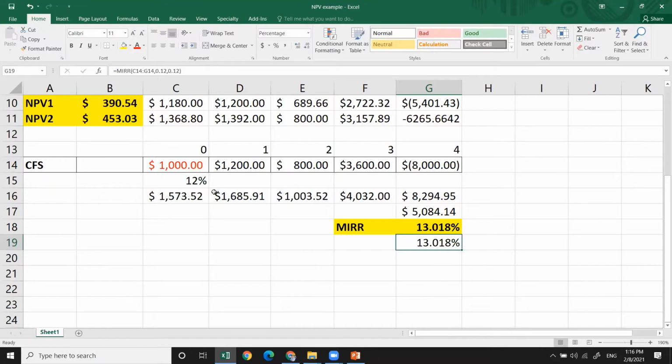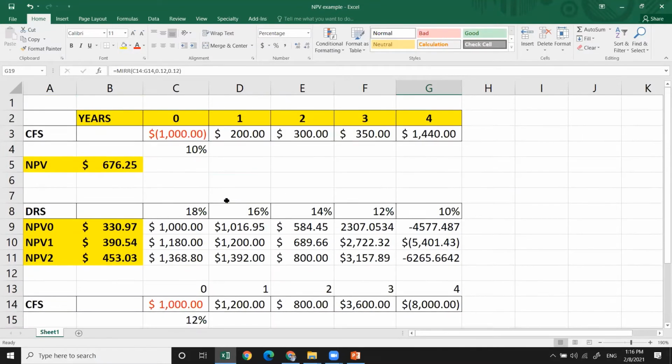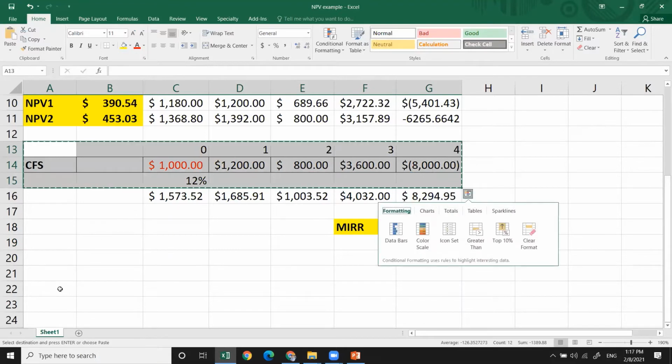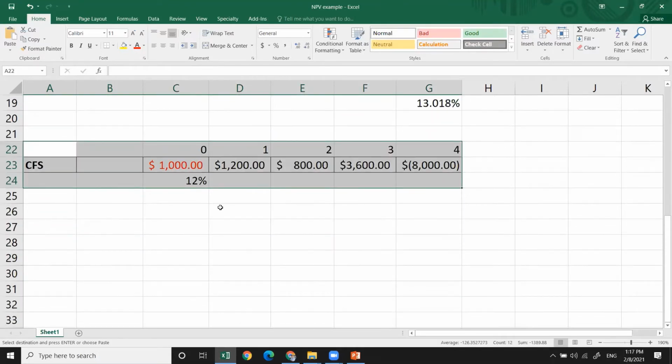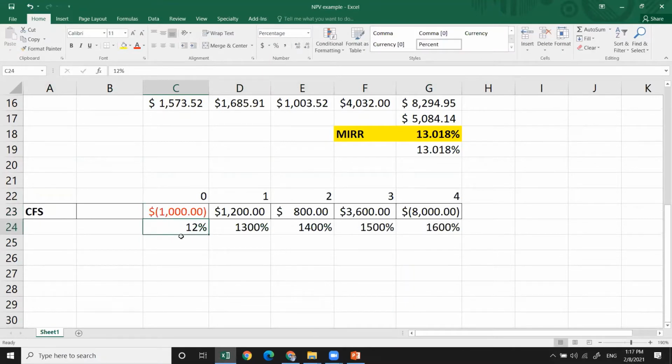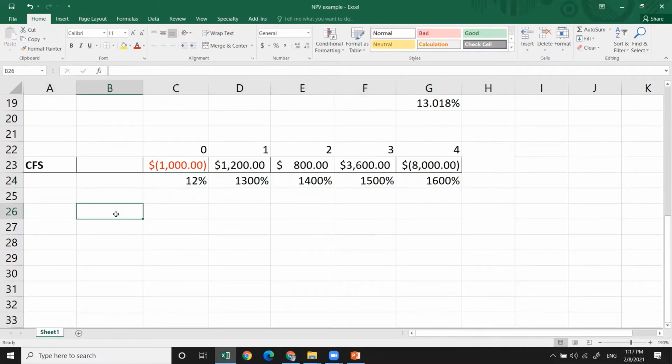We could run the same project with a different rate each year. Let's say I take this project, and I put 13%, 14, 15, 16. And this will be my investment cost. I want to calculate NPV, and I want to calculate MIRR for this project. So NPV, everybody knows it.